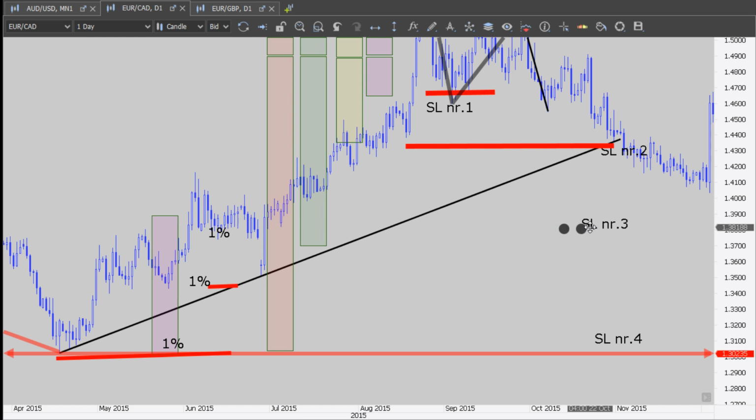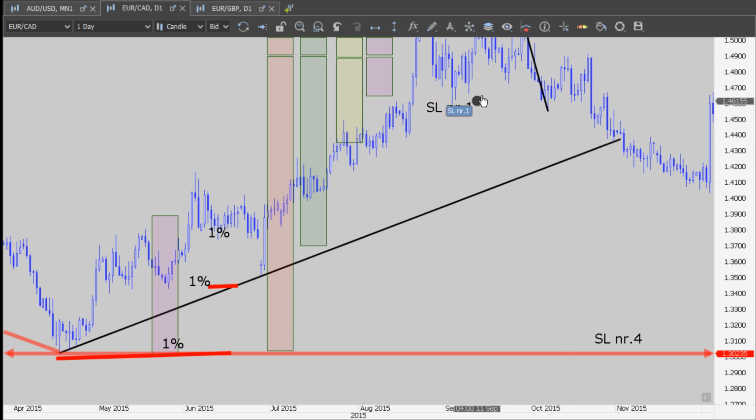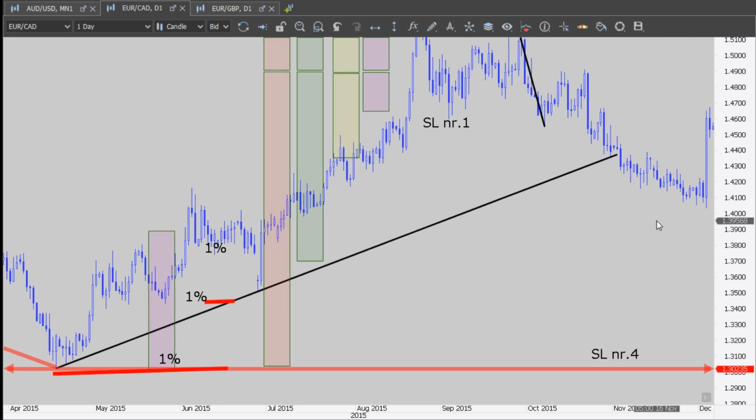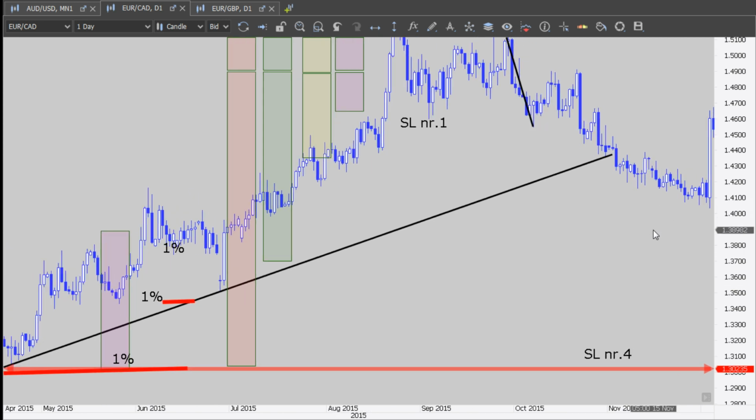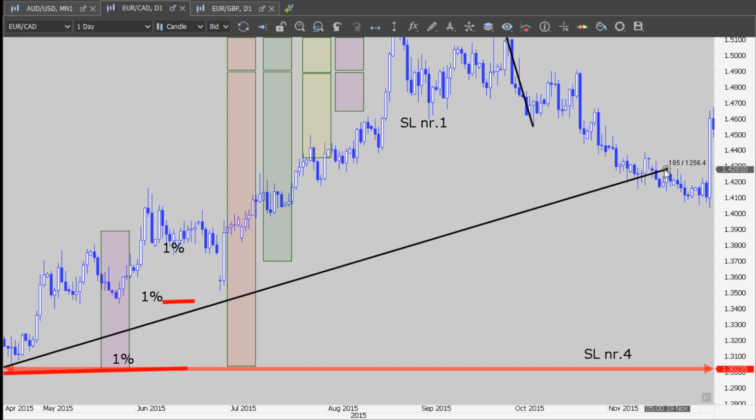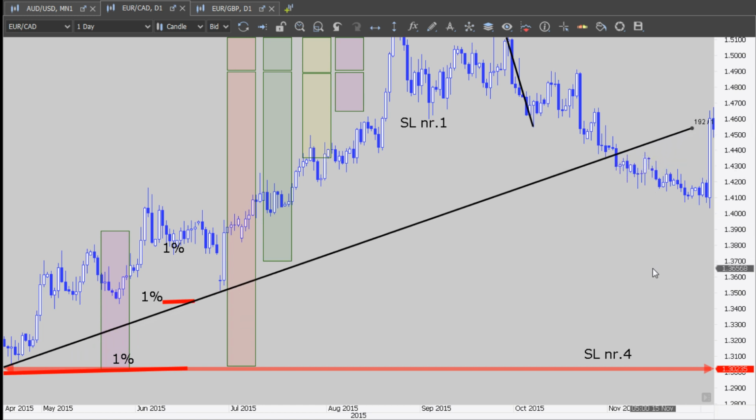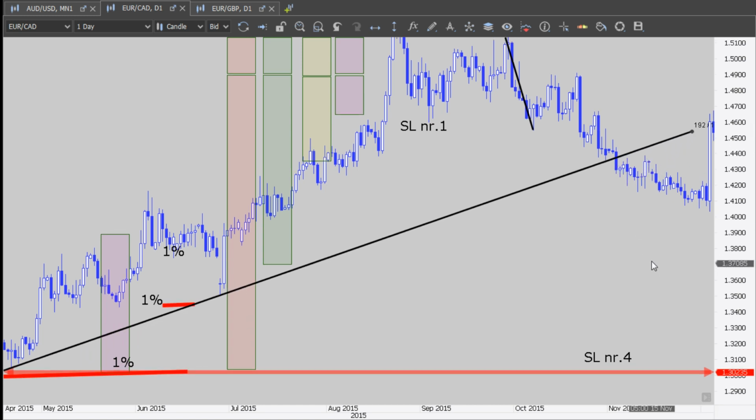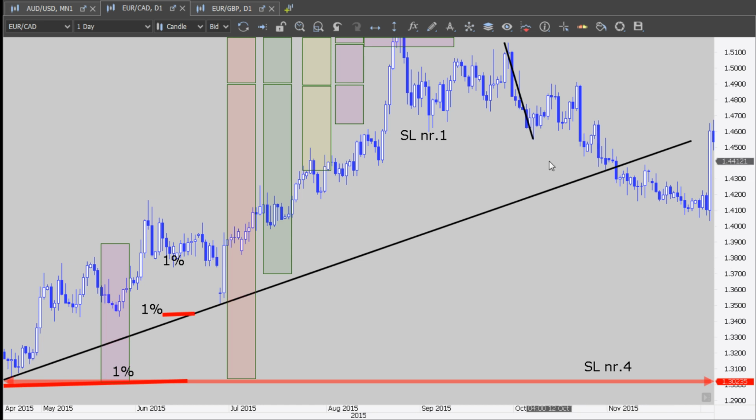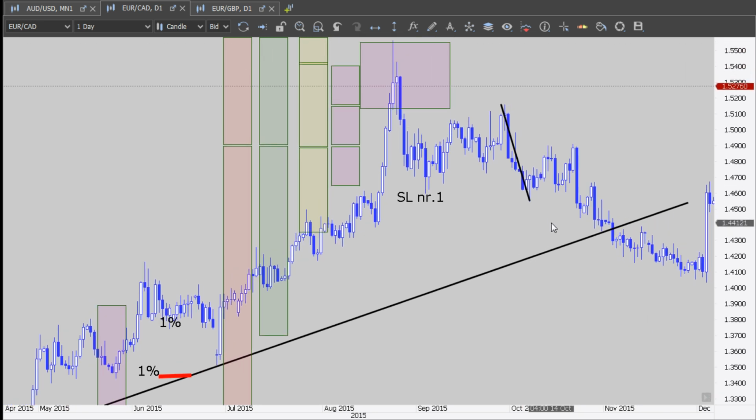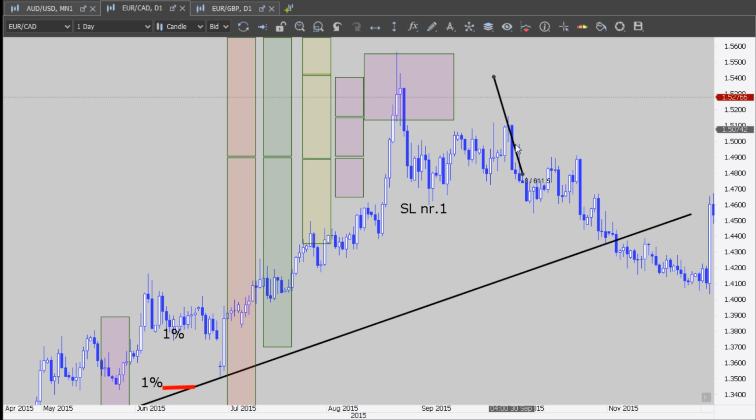So we are going to remove stop loss number 1, stop loss number 2, and okay, now this uptrend line, everybody, stays like it is until the market starts making hard highs, hard lows. But what we have here is another counter trend line break, or a downtrend line break, it doesn't matter.